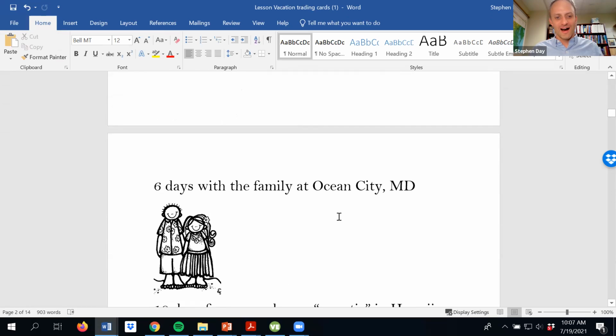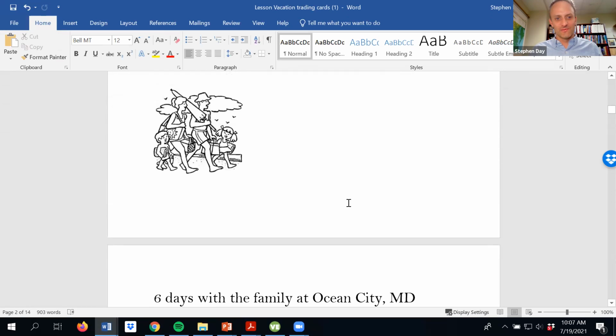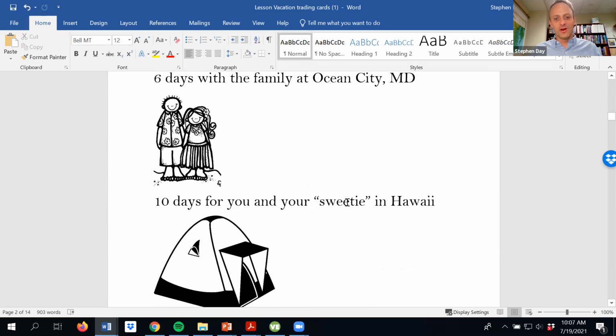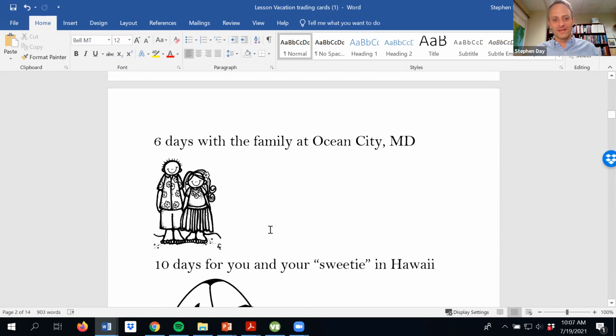Where the clip art is off. So this is Ocean City, Maryland. You don't have to be in a tent in Hawaii. You're going to be 10 days with your sweetie in Hawaii. That's a pretty good one, I think.